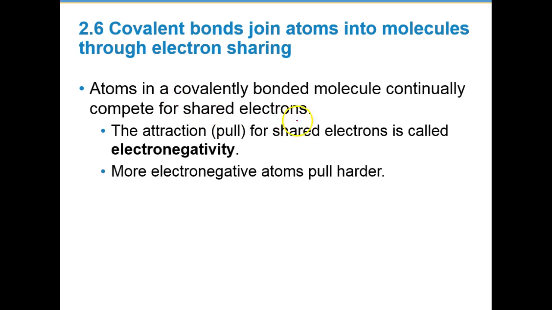Okay, atoms in covalently bonded molecules continually compete for shared electrons. The attraction or pull for shared electrons is called electronegativity. When I think of electronegativity, it's like an atom's attractiveness. It's how pretty an atom is. So if it's more electronegative, it tends to be prettier, or hotter or whatever. But it's a prettier atom, and so it tends to use that to its advantage.